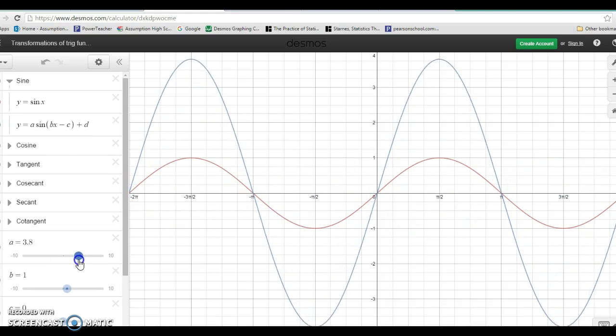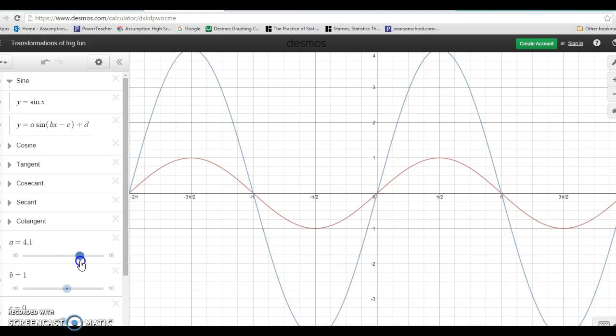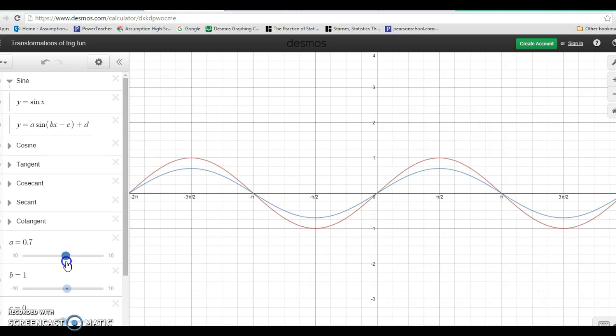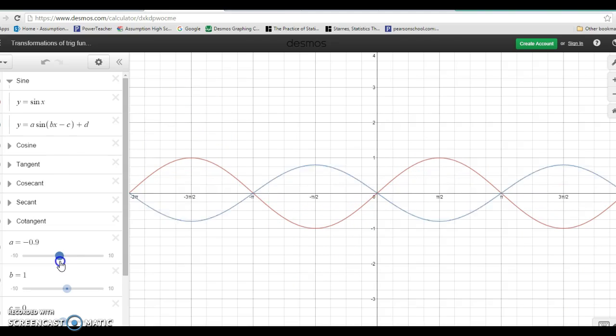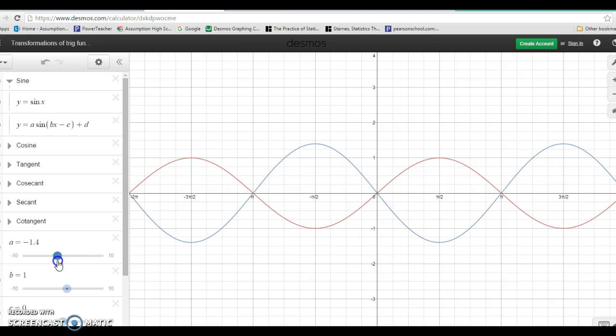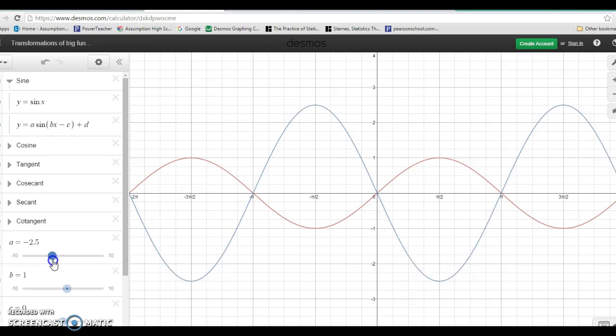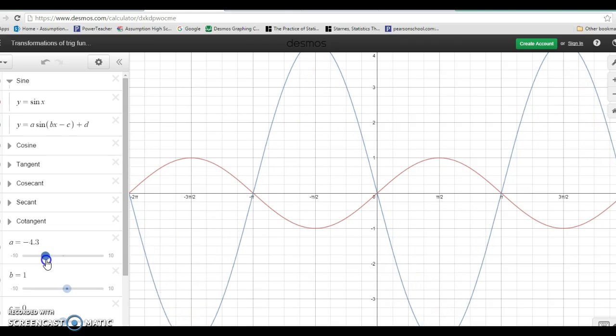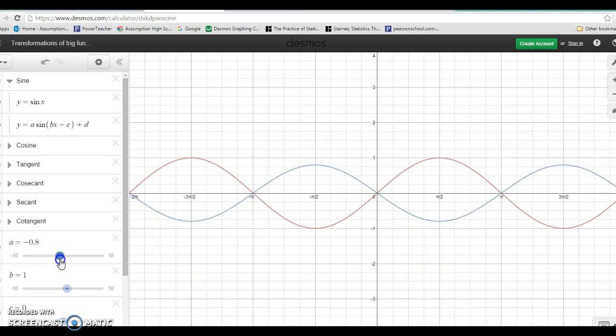Okay, so positive a that's large, greater than 1, stretches it. A that is smaller than 1 but positive squishes it or compresses it. And then a that's negative would flip it. And then the same thing, as a gets larger negative, it stretches. If a is a fraction less than 1 negative, it would be compressed but flipped as well.